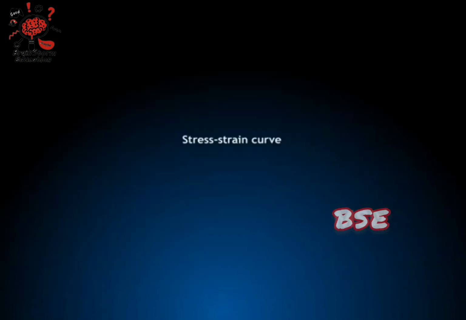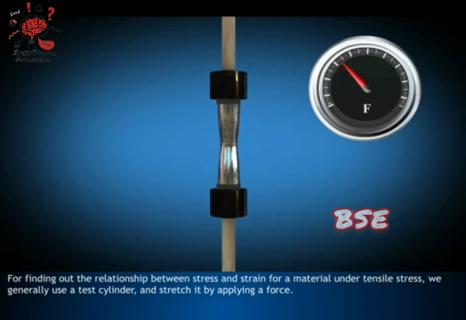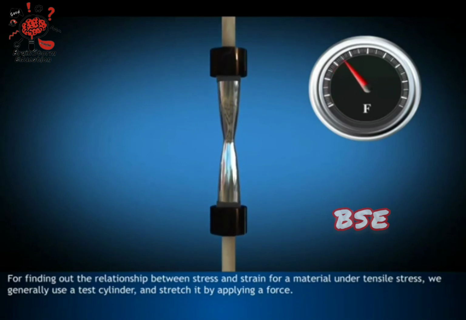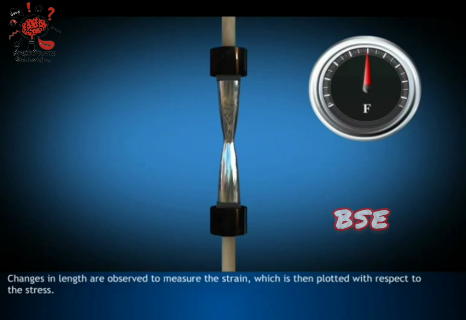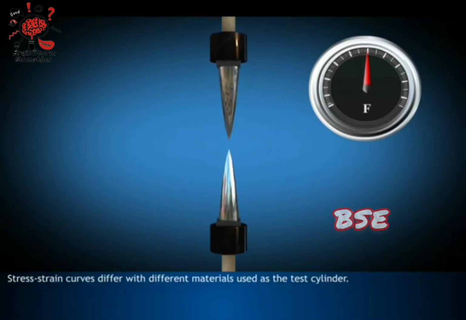Stress-strain curve. For finding out the relationship between stress and strain for a material under tensile stress, we generally use a test cylinder and stretch it by applying a force. Changes in length are observed to measure the strain, which is then plotted with respect to the stress. Stress-strain curves differ with different materials used as the test cylinder. Graphs for compression and shear stress are analogous to those for tensile stress. Let us now study one such curve in detail.